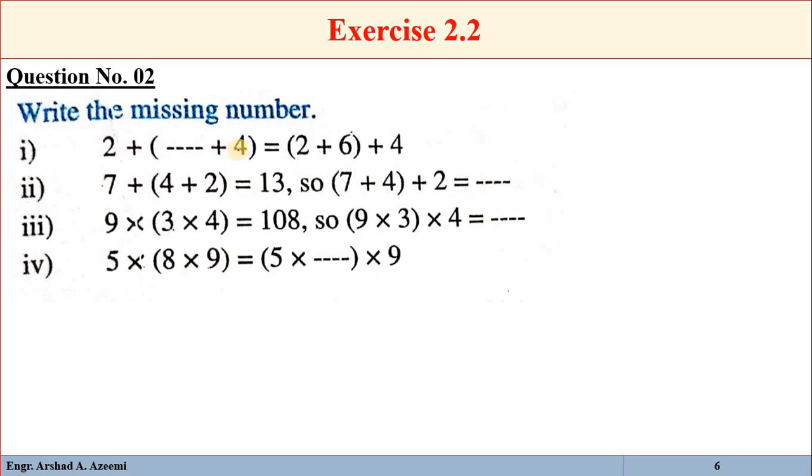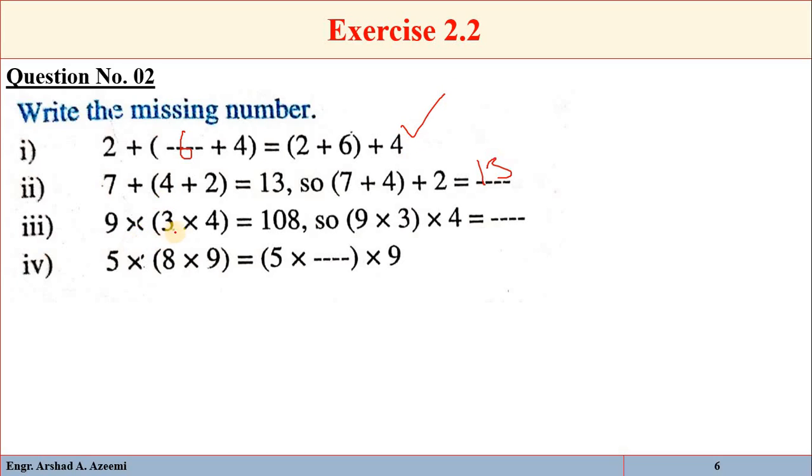Write the missing number. Here you can see 2 plus dash plus 4, and here we have 2 plus 6 plus 4. So here we will have 6. Again, 7 plus 4 plus 2 is equal to 13, so 7 plus 4 plus that will also be equal to 13, which is the associative property with respect to addition. This is also the associative property with respect to addition.